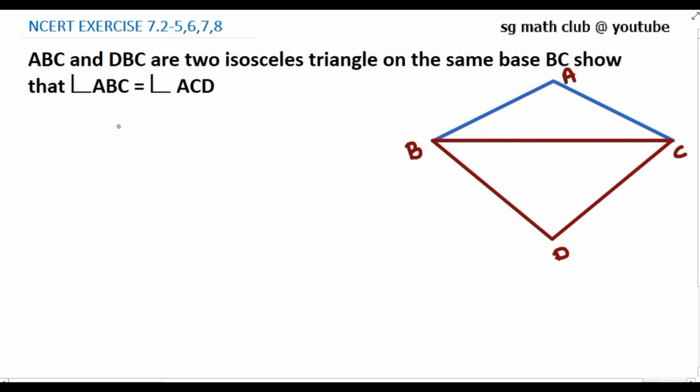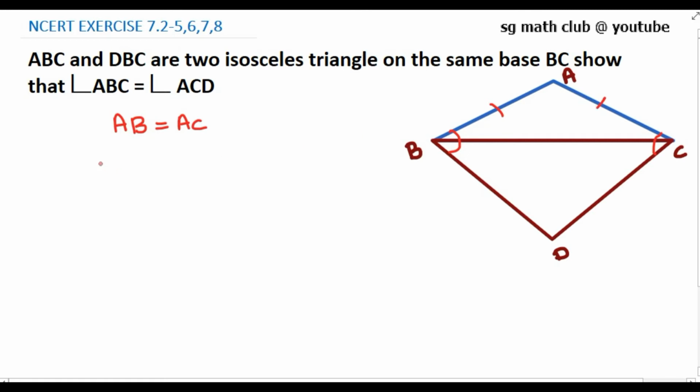So, ABC and DBC are two isosceles triangles on the same base BC. Show that angle ABD equals angle ACD. We need to show ABD equal to ACD. They have given ABC is an isosceles triangle. If ABC is an isosceles triangle, two sides are equal. I can write AB will be equal to AC, since two sides of the triangle will be equal.